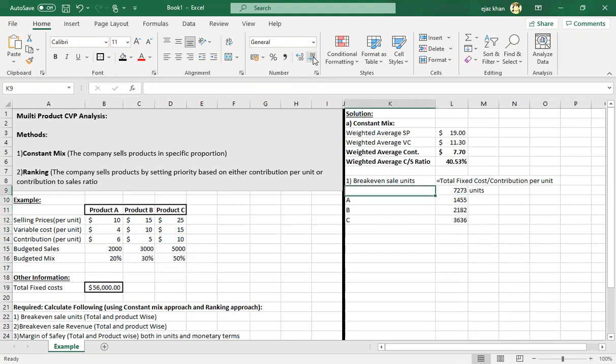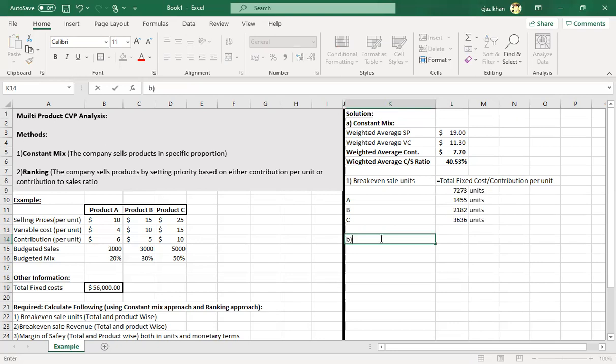So now we have calculated the total number of units that a company needs to achieve break even and individual units of each product. So this is how we find out total break even units and individual units for each of the three products using constant mix.